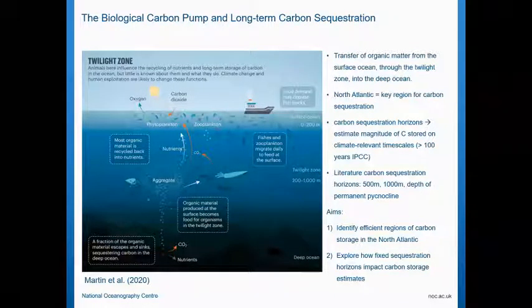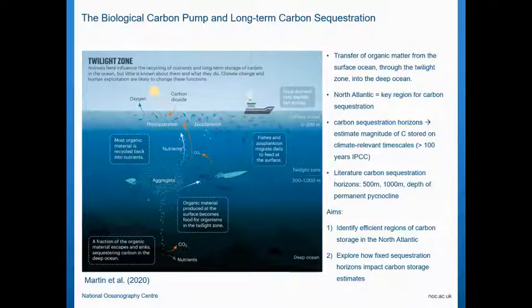And so I'm focusing on the North Atlantic because it's a key region for carbon sequestration. That's for two main reasons. One is that it's an area of deep water formation, so it's kind of the start of the deep ocean conveyor. And secondly, because it has one of the largest spring blooms in the ocean, and this leads to subsequent carbon export via the biological carbon pump.